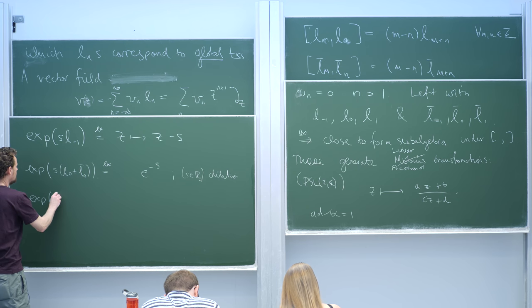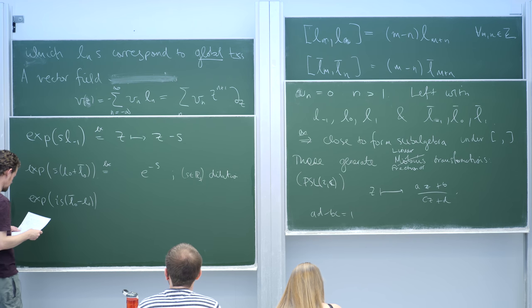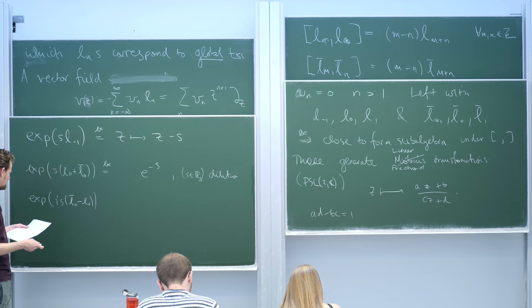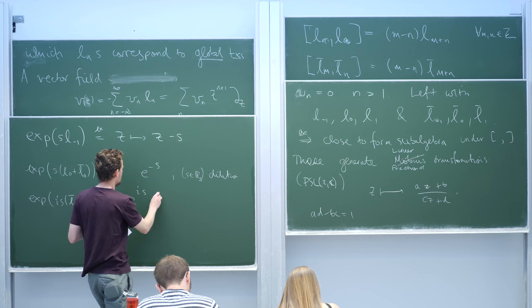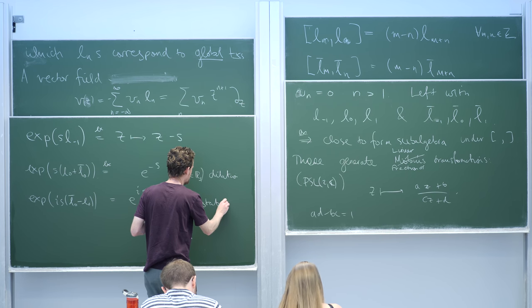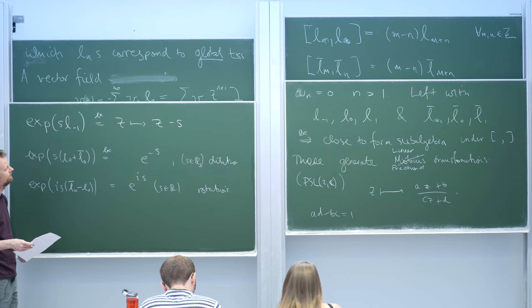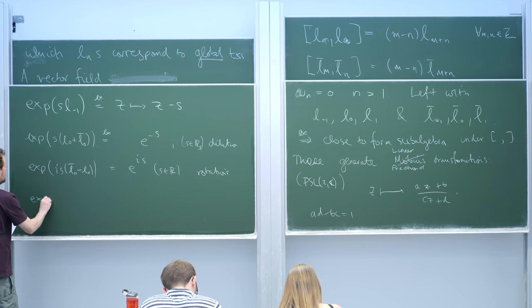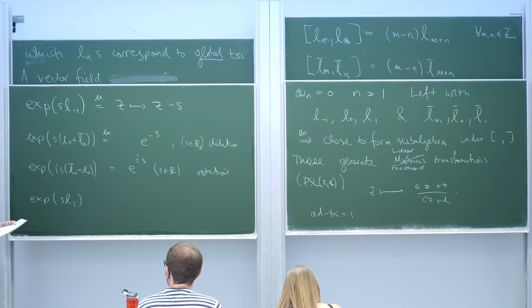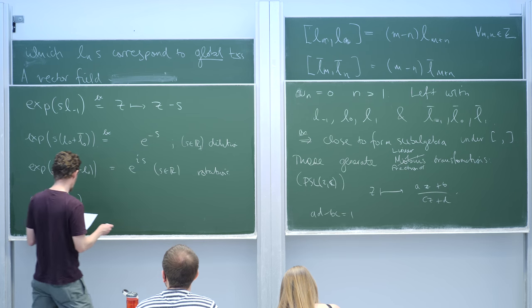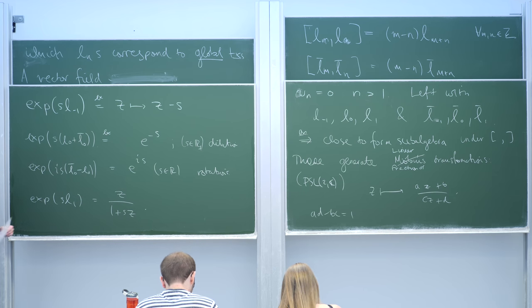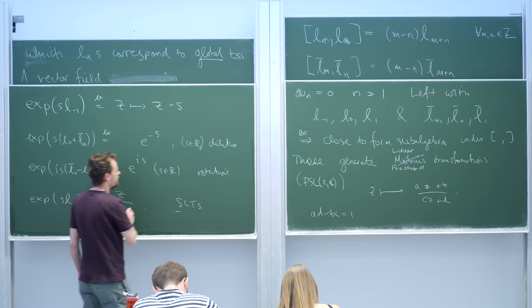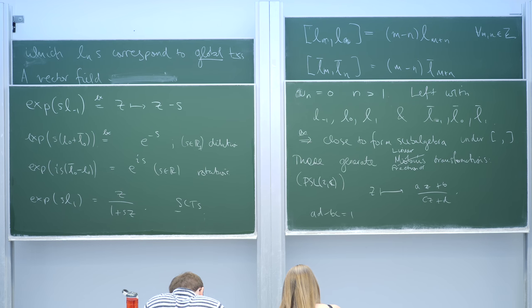And then you can also work out, I think it's L naught bar minus L naught. Let's see. Okay. And then you get rotations that way. And then the final ones to worry about are the L1s, and they will give us special conformal transformations. There you go, they're all there. All the global transformations can be found in terms of the L naughts and L naught bars.